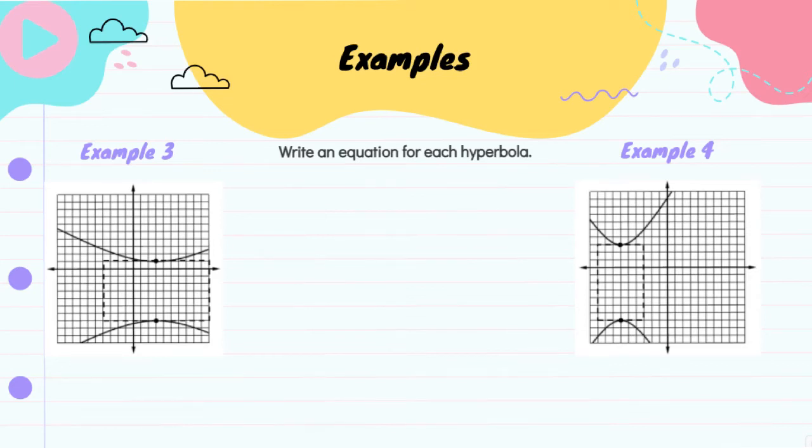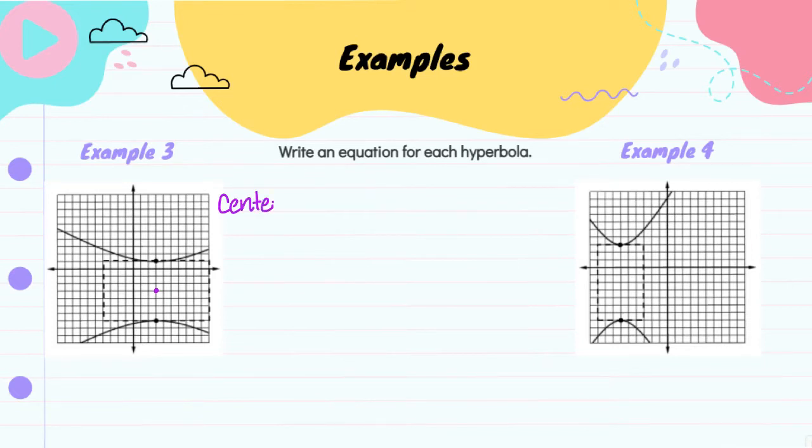Examples 3 and 4. We're going to continue the same thing that we did for examples 1 and 2. So we're going to start off by finding the center of each of these hyperbolas. The first one, on example 3, is going to be directly between the two vertex points that are marked.